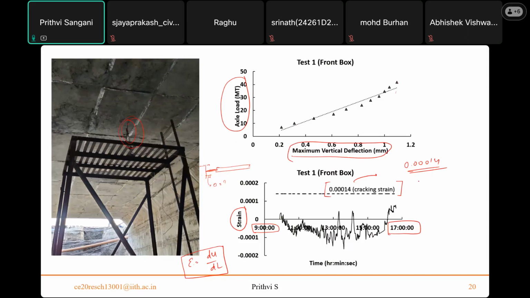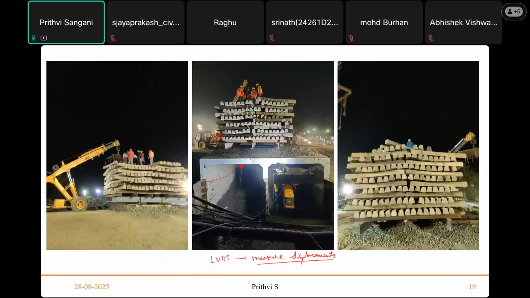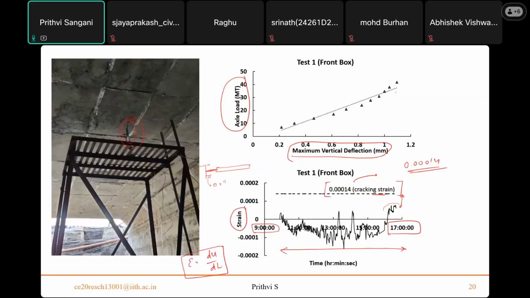Even after the initial cracking strain, the reinforcement comes into the picture and starts to contribute to the resistance. But if you see, all the way during the loading, the strains never touch the cracking strains. The strains are much lesser than the cracking strains. Visibly, we also tried to see whether there were any cracks or any spalling.